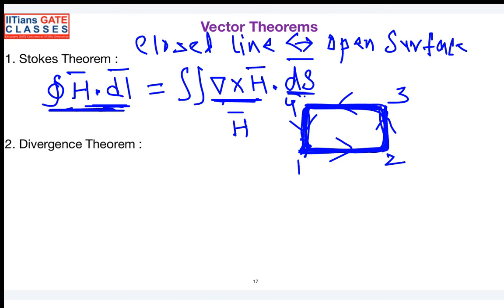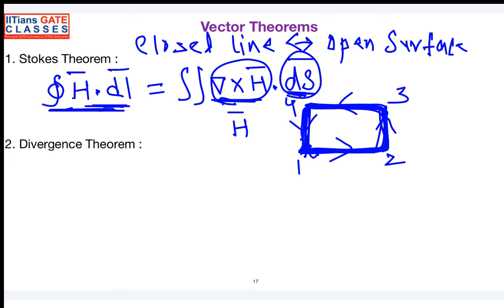Similarly, what does the divergence theorem say? When you have a closed surface, the closed surface integral is converted into a volume integral. The divergence theorem says the double integral of D dot dS equals the triple integral of del dot D dv.